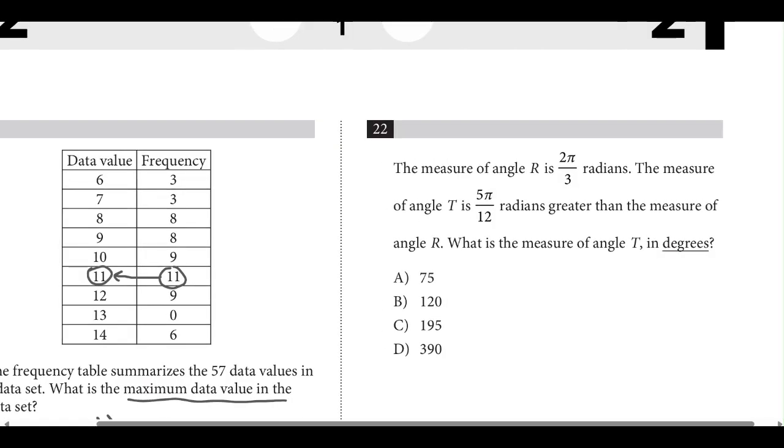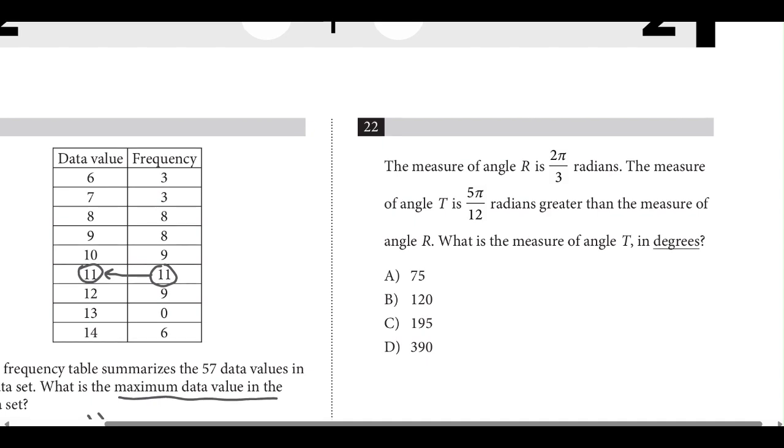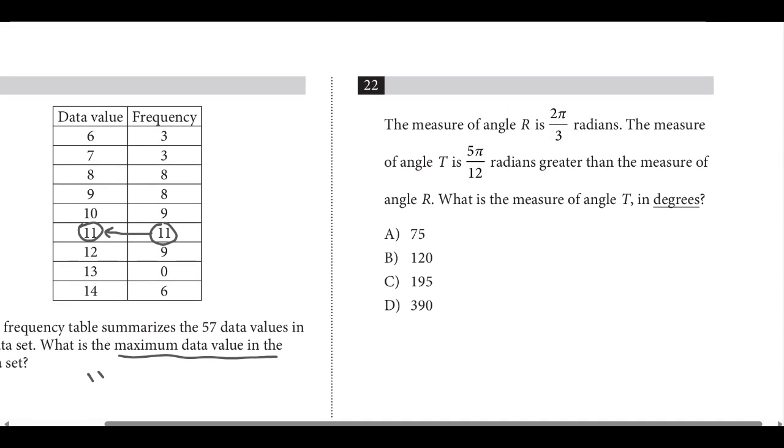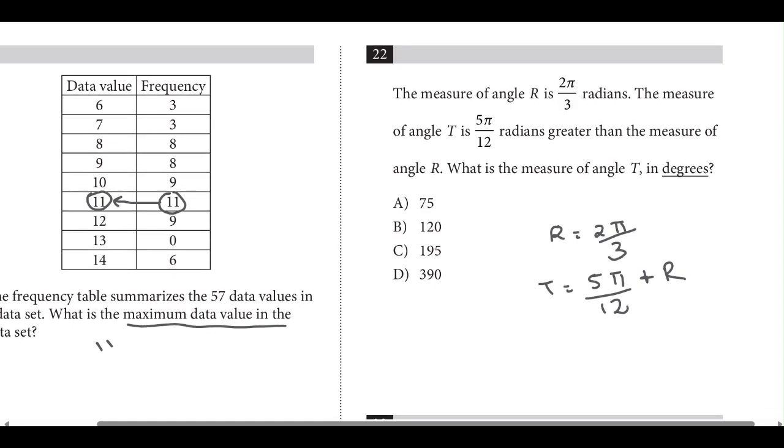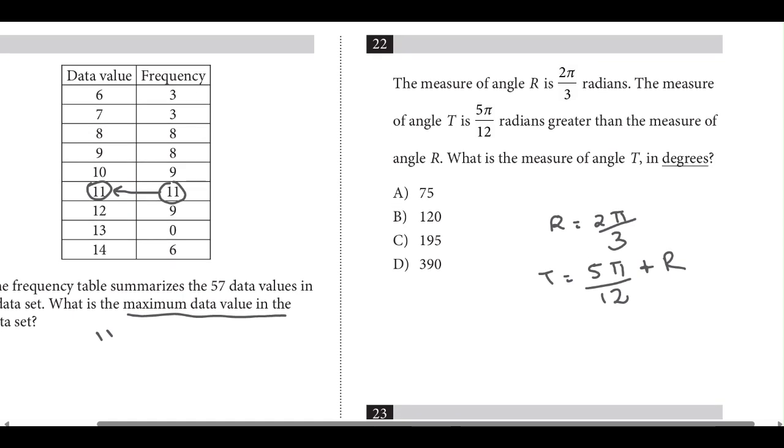Question number 22. The measure of angle R is 2 pi by 3 radians. The measure of angle T is 5 pi by 12 radians greater than the measure of angle R. What is the measure of angle T in degrees?